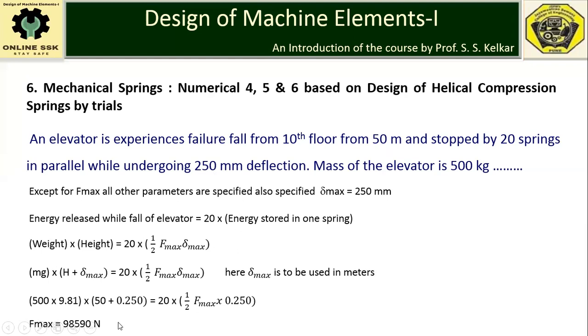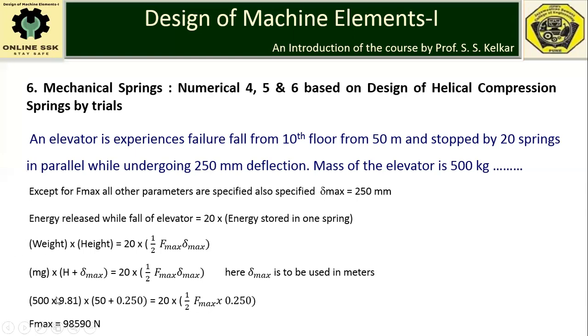Now here also, please mind that whenever we balance energy, we always use all linear dimensions in meters. So the deflection is 250 millimeters, that means 0.25 meters. 50 plus 0.25, that is 50.25 meters, is the total height through which the elevator drops. So m is 500 kg, the mass, and 9.81 is the gravitational acceleration.